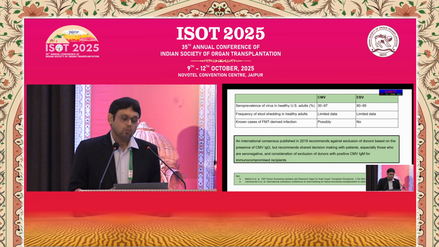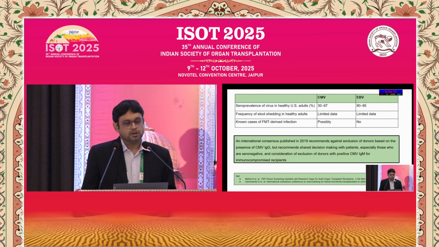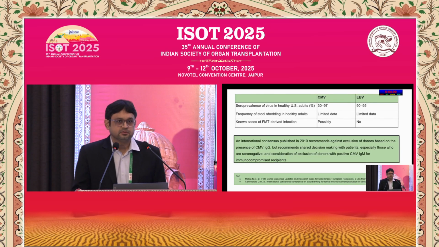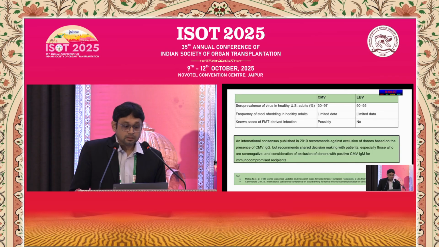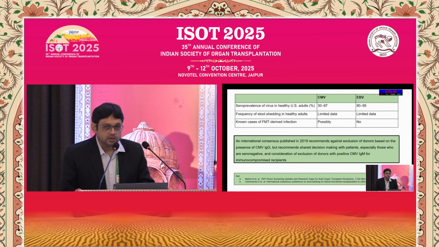Now what we know is that the CMV seroprevalence is very, very high. It can be close to 100%. In fact, very rarely do we see anyone who has CMV IgG which is negative in our settings. The frequency of stool shedding as far as these viruses are concerned, the data is limited. And are there known cases of FMT derived infection?